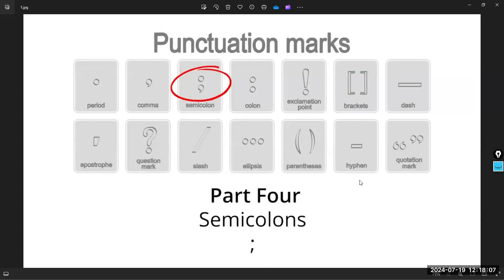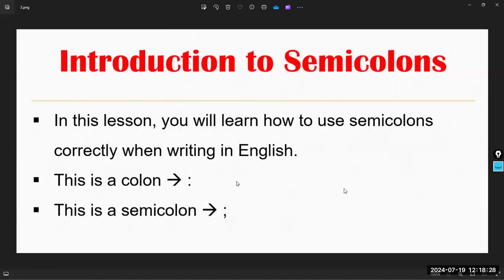Now it's the time to discuss the semicolon. So after discussing the colon, this is it, and we said the colon is two periods above each other, and this is the semicolon. So what is the meaning of semicolon, and what are the rules of using this punctuation mark? So we notice that this is the colon, as I told you, and this is the semicolon. So notice the upper period, and under it, we have the comma. So this is the semicolon.